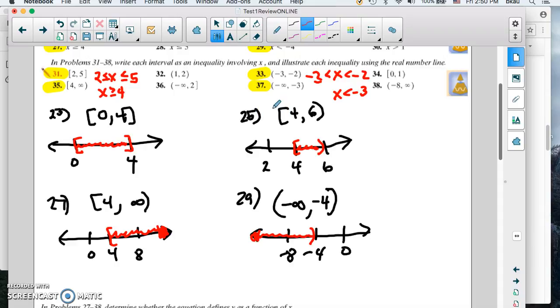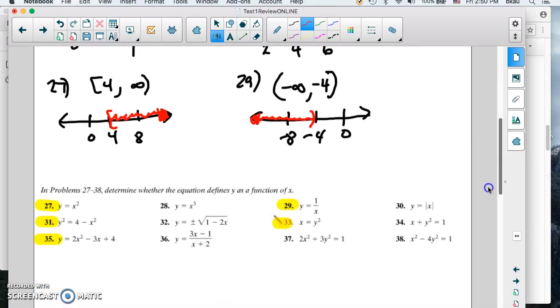We would draw pictures similar down here for those. 31 would look like this. 32 or 33 would look similar to that. It would have open brackets on both of them. 35 would look like this one. Actually, 35 is this one. And 37 would look similar to this one, but it would start with a -3 here.